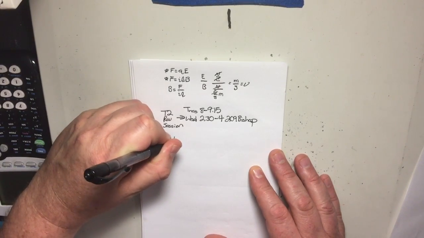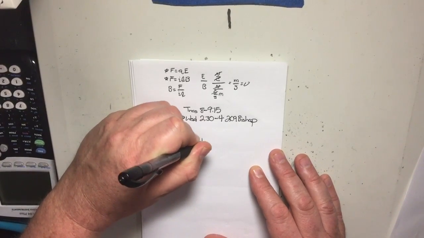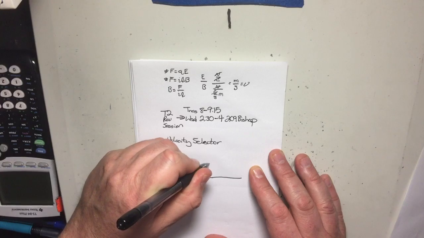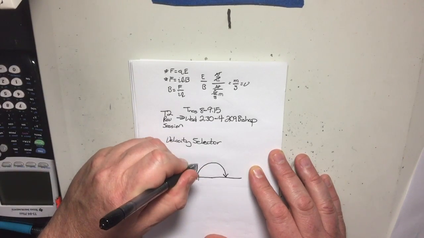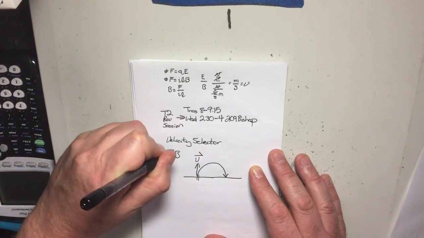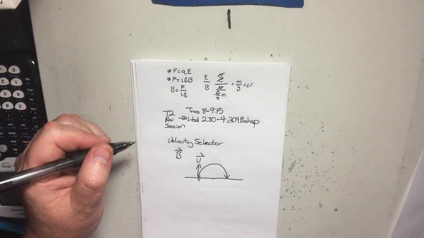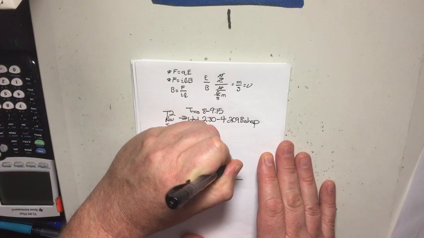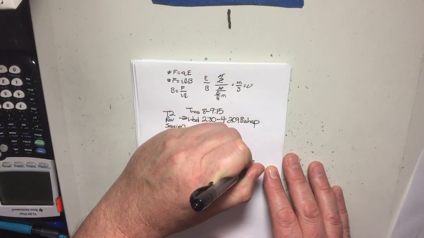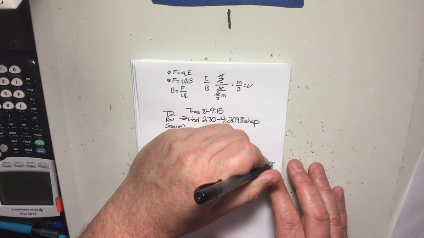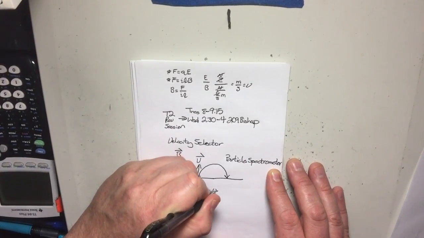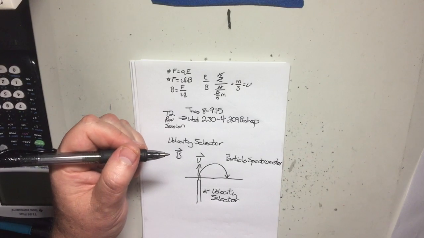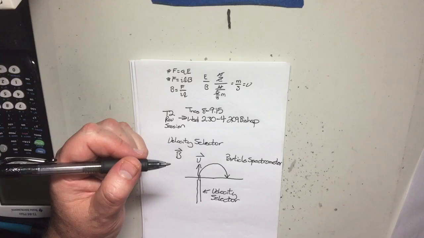A velocity selector, we haven't really talked about, but this is the setup. When we talked about the particle spectrometer, these particles had an initial velocity in a B field, and due to their charge and mass will bend in a particular direction. There is something called a velocity selector. This will only allow particles of a specific velocity to pass through.